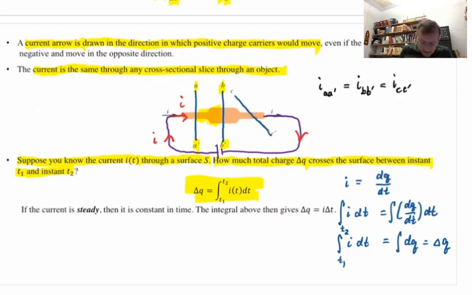Now you could have the case where what you have is called a steady current. Then I is constant in time. It doesn't change with time, the current I passing through your surface. Well, then you can bring the current symbol I out front of the integral, and then the integral of dt from t1 to t2 is just whatever the delta t is, and you get the very simple result right there. The total charge passing through your surface, delta q, is the current I times that delta t, okay, between t1 and t2.